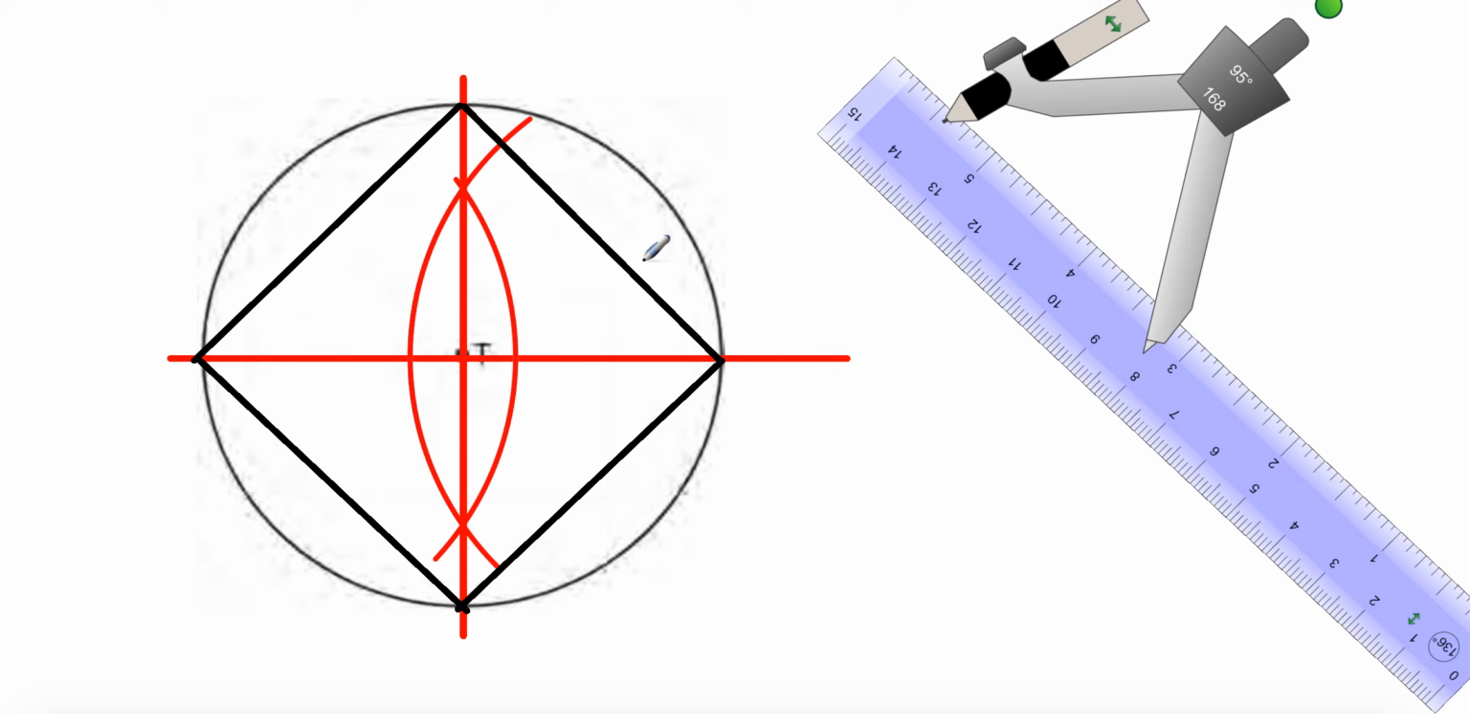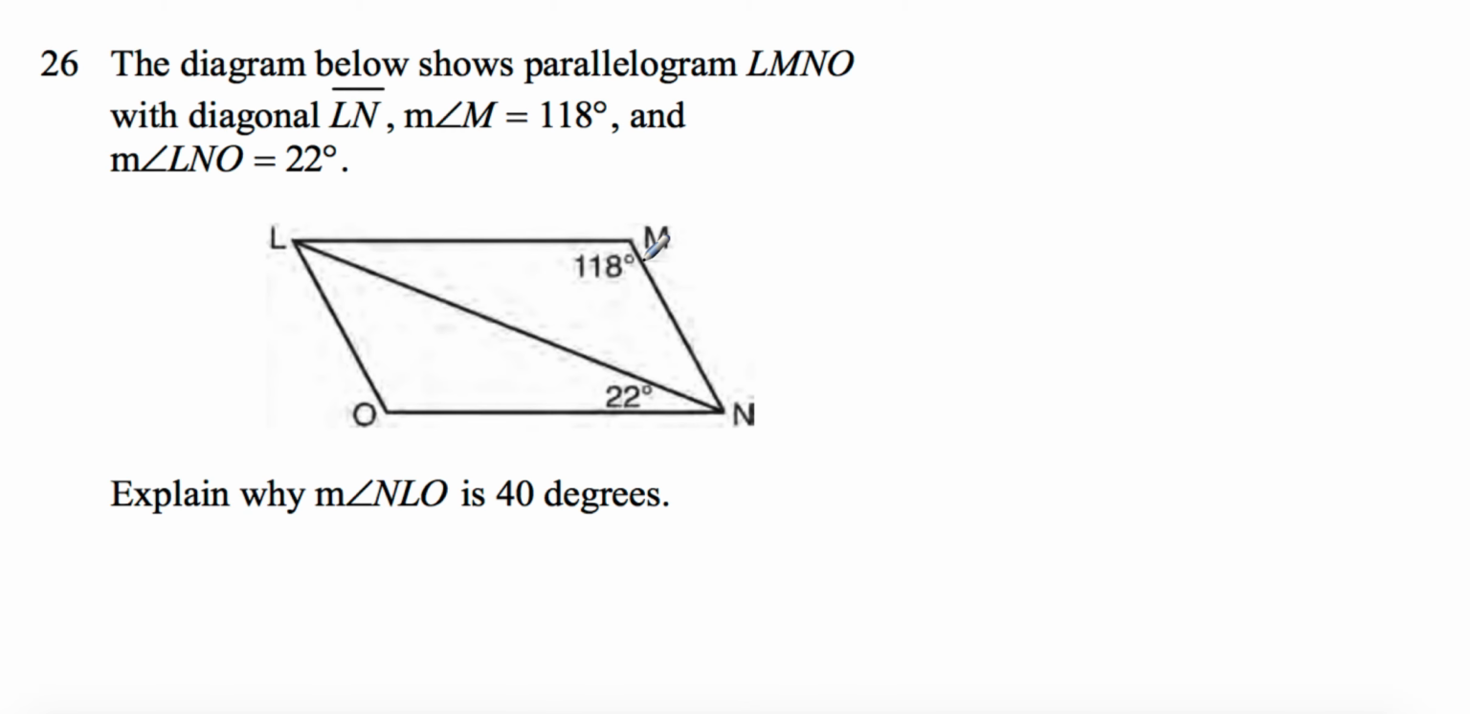All right, let's move on to the next one. Number 26. Diagram below shows the parallelogram and then angles that are given in this way. Explain why angle NLO is 40 degrees. Then first we have to realize a couple of things here. Since this is 22 degrees, this will be 22 degrees. Why? By alternate interior angles. So we have to realize that.